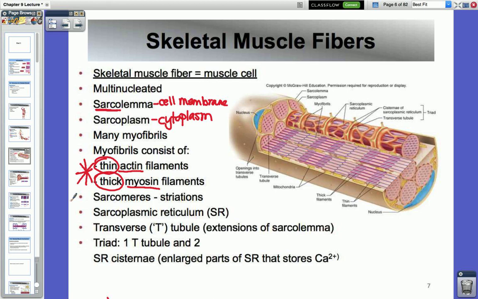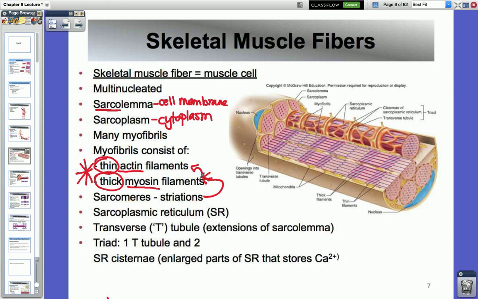Another thing that's special about skeletal muscle that you don't find in smooth muscle is that they have striations. If you look at a microscopic view of skeletal muscle, you will see these kind of stripes or bands in the muscle, and that is due to the arrangement of the actin and myosin. So sarcomeres, or those striations, are due to the way that actin and myosin are arranged.